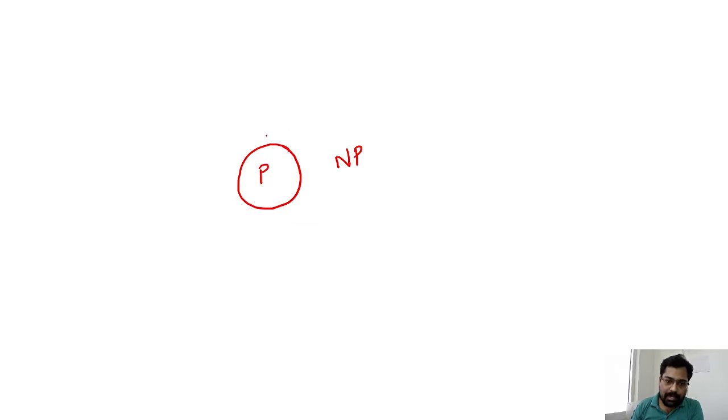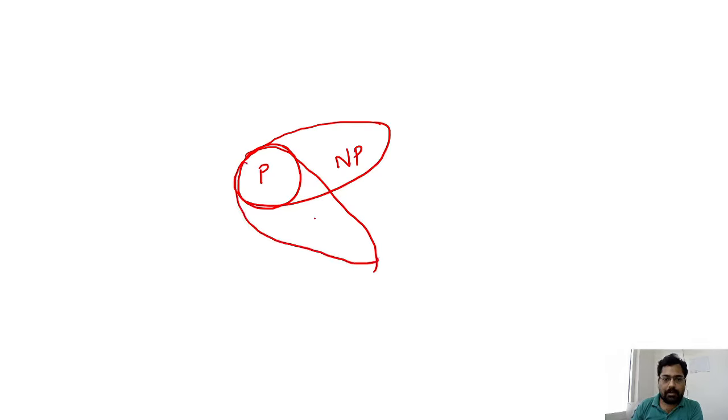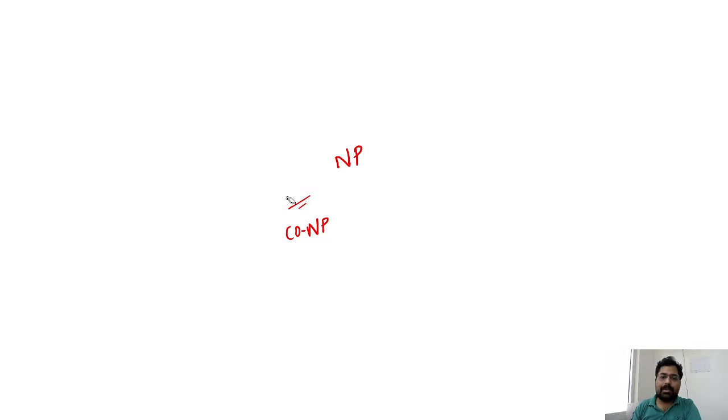So for co-NP and NP, there is a relation like this, with co-NP and P. If you are introducing co-NP, P will be a part of both NP and co-NP. So here the intersection of NP and co-NP is P. But in general we are not deciding that one. Now, for NP complete.